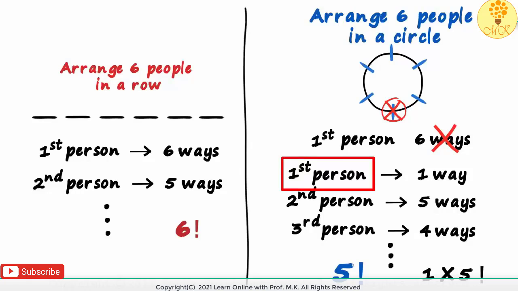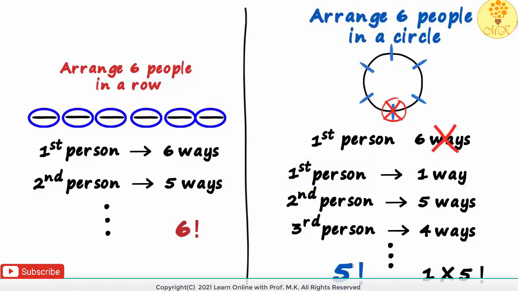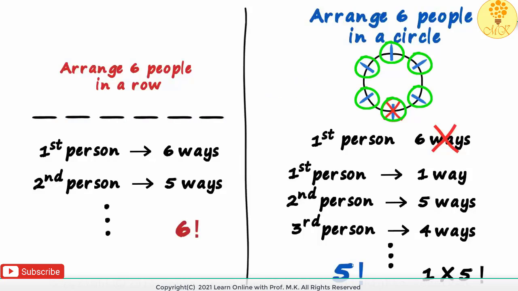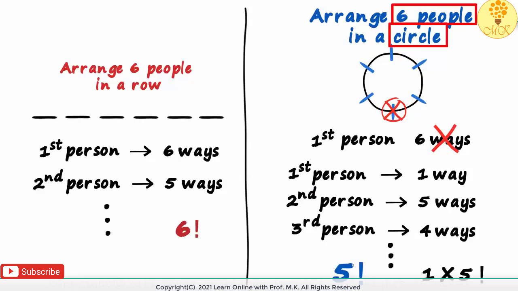The first person can be seated in just one way. If it is a row, then each slot or chair is different from the others for the first person. But here, each chair or position is the same for the first person. So remember, n people can be seated in a circular fashion in n-1 factorial ways. Memorizing this is not a good idea. Understanding the concept is better, and you will understand why when you see the next video.